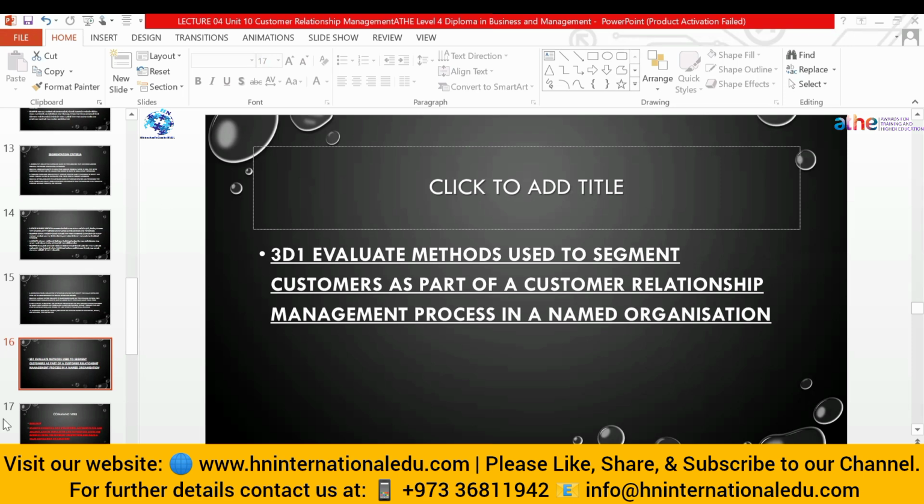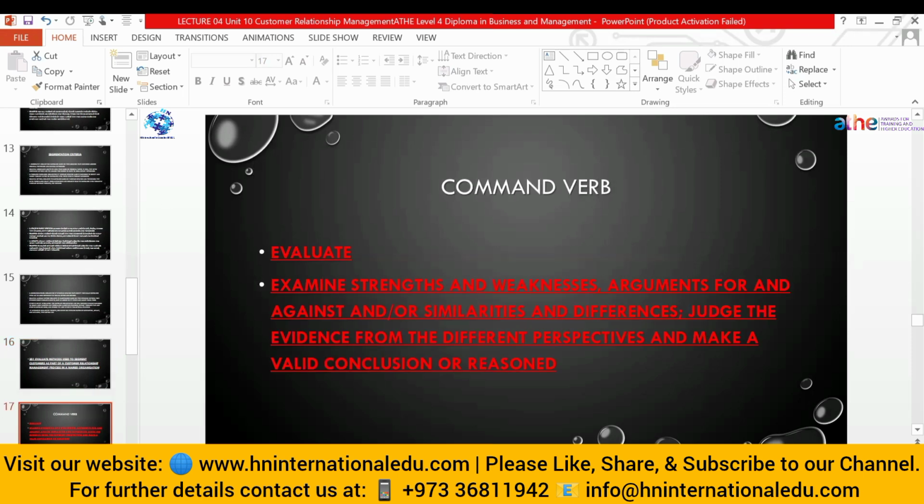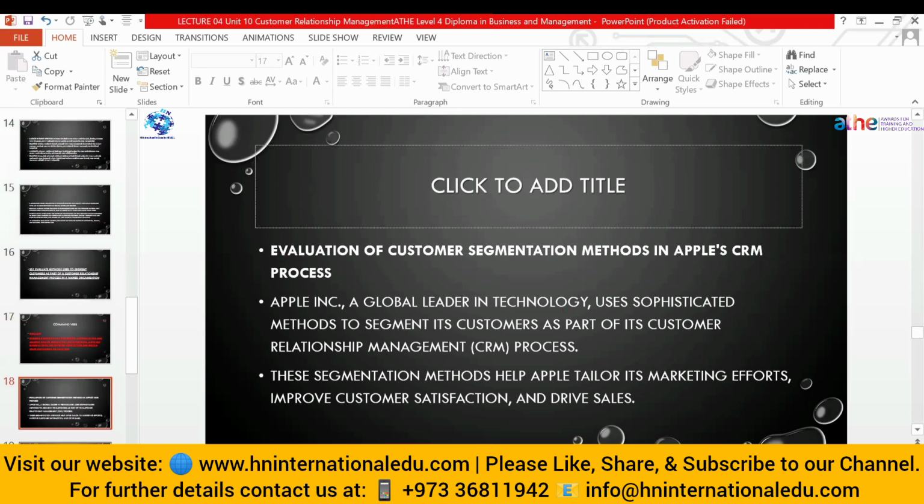Evaluate means again strengths, weaknesses, arguments for and against, or similarities and differences. Just the evidence from the different perspectives, and make a valid conclusion or research. Evaluation of the consumer segmentation methods in Apple's CRM process.